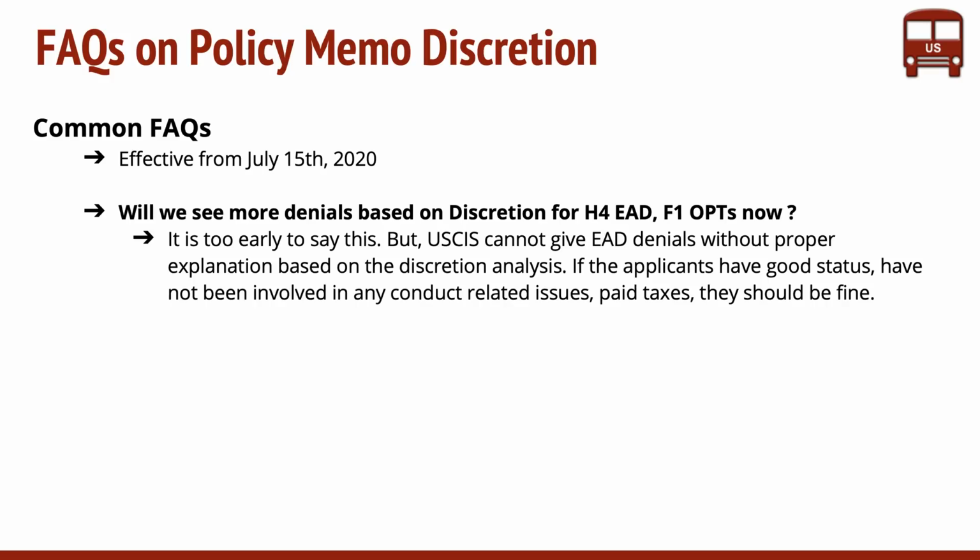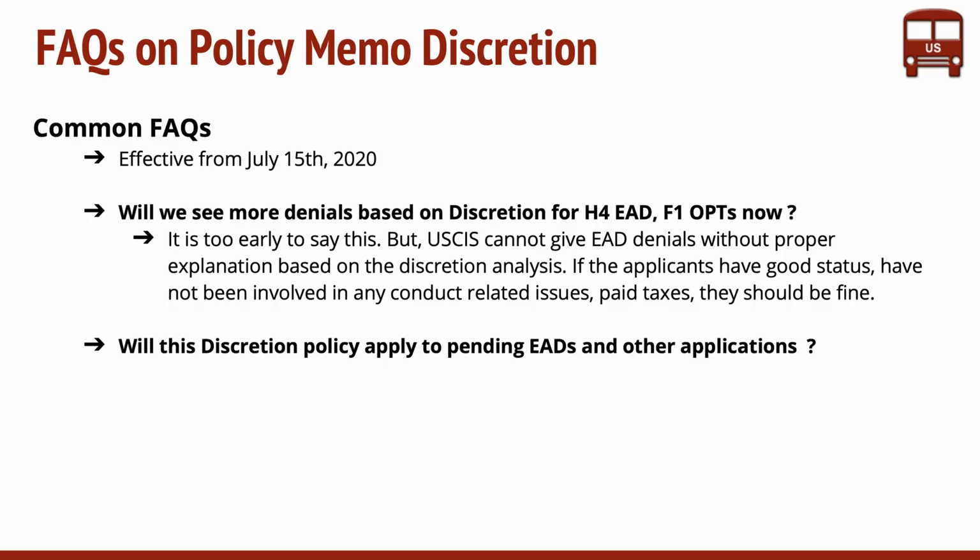And do you expect to see more H4 EAD denials? It's too early to say, but again, they cannot just give denials without proper explanation. They need to give analysis for this and everything, right? So if you're in good status, have not been involved in any issues, you pay taxes, you're in proper status, you should be fine. And will this apply to pending EADs and other applications?